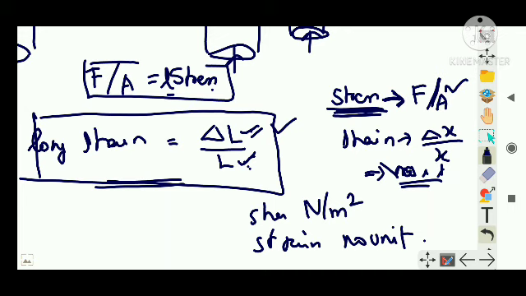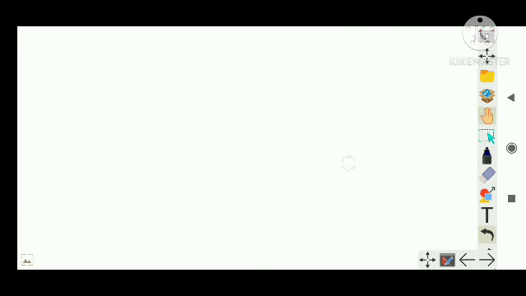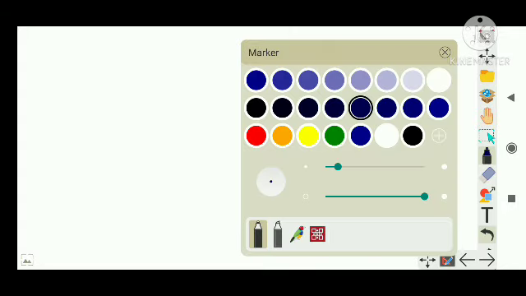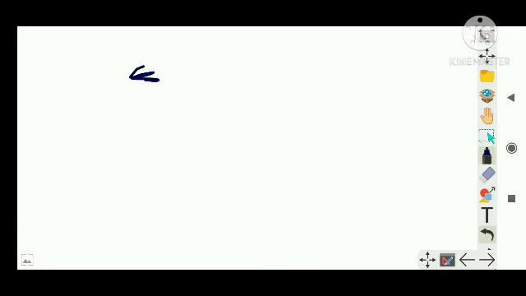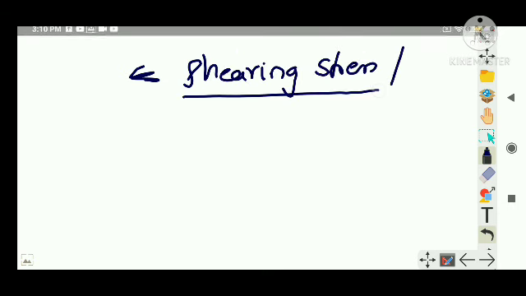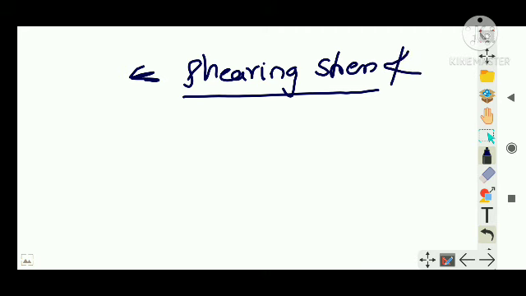Clear? Now, the next type of stress or strain you have to know is shearing stress or shearing strain. Shearing stress, and along with it, I have to learn about shearing strain.